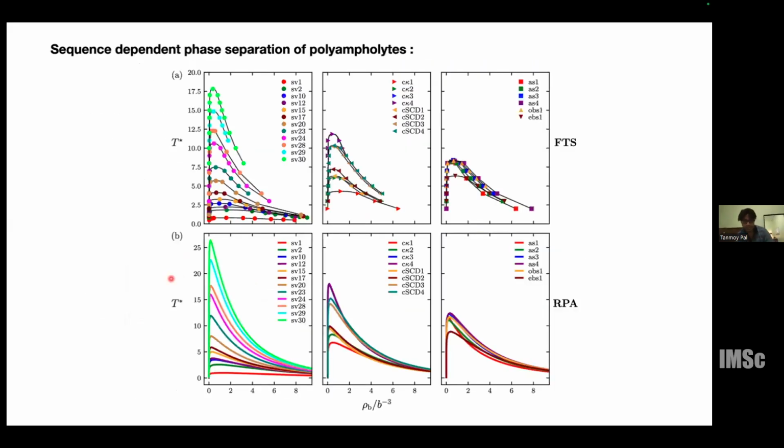We can compute phase diagrams for all these 16 sequences and determine their critical temperature, the upper critical solution temperature, both in field theory simulation and random phase approximation.